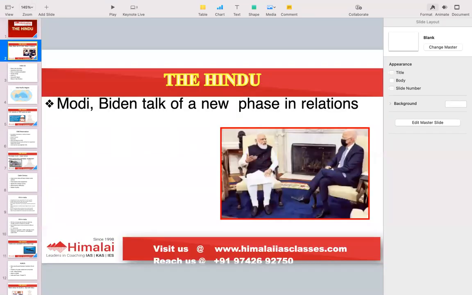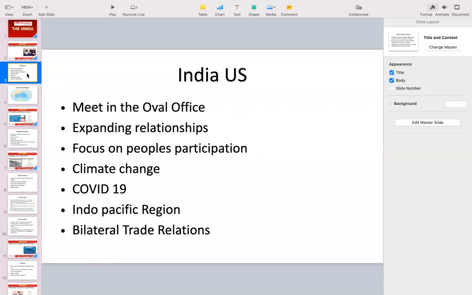So let's get started. Today again, as we all know, our Prime Minister is on the US trip, and there are everyday news coming about India-US relations. So let's take a look at some of the things. The Indian Prime Minister met the US President in the Oval Office.